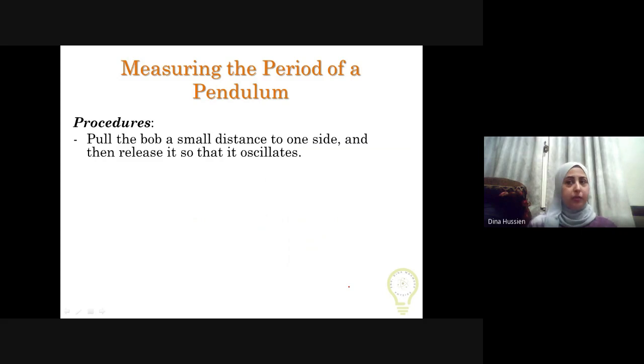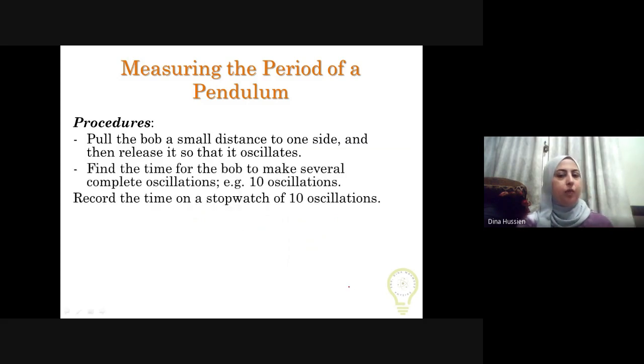Whenever there's an experiment لازم فعلا بكتب detailed procedures like this. بعدين find the time for the bob to make several complete oscillations. As we said التايم بتاع one oscillation صغير قوي، فأعمل many oscillations، ناخدها 10، ناخدها 20، مش هتفرق، it's an example.